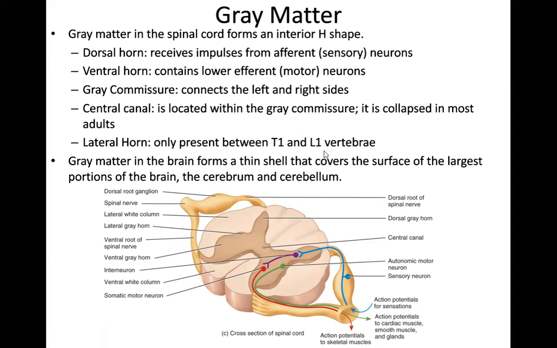Think about where T1 and L1 vertebrae are. That's your chest and your upper back, or the upper part of your lower back, I should say. And right down smack dab in the middle of your torso, essentially. Well, think about all those organs that are located in that area. Most of those are automatically controlled things like your stomach, intestines, heart, lungs, spleen, bladder, and so on and so forth, right there, which should make sense why we can carry that signal directly from the spinal cord to those from this area of the spinal cord.